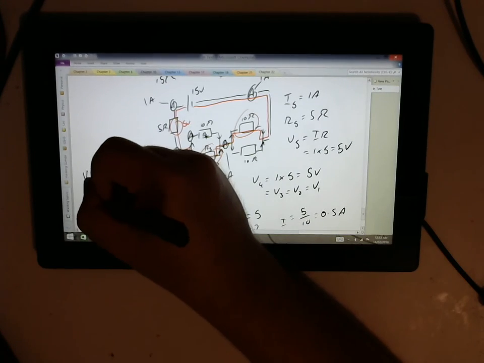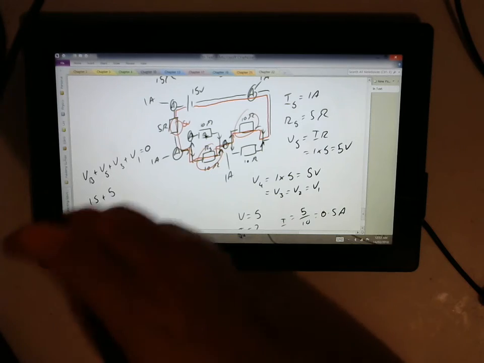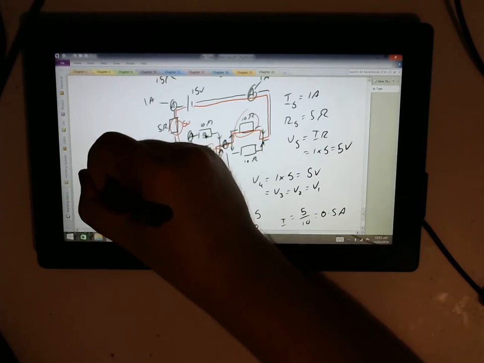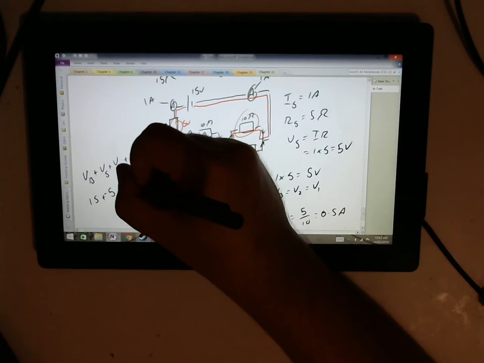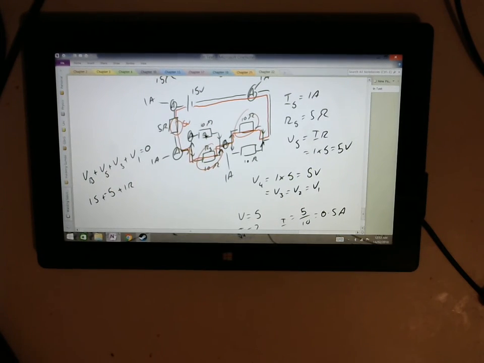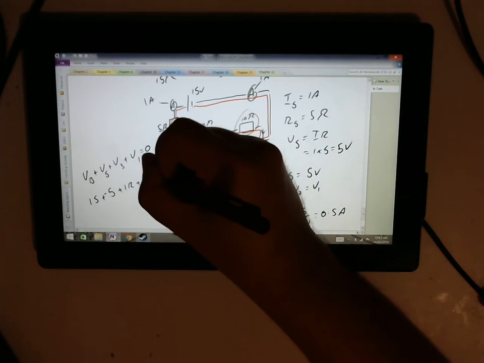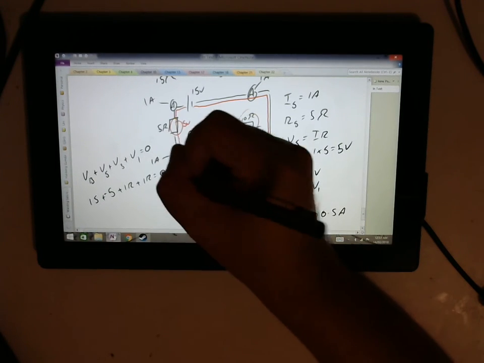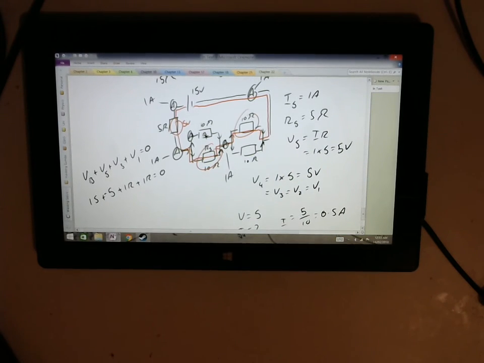We know that that is 15, and this one we worked out as 5 because that one was quite simple. So that should be minus 5 because it's getting used up. Voltage 3, in this case, we don't know what it is, but we do know it must equal IR. Okay? And for voltage 1, same thing. We don't know what it equals, but we do know it must equal IR. That equals to 0.